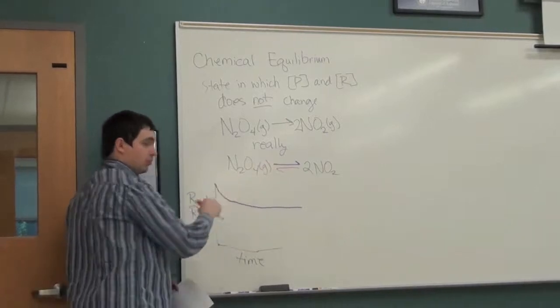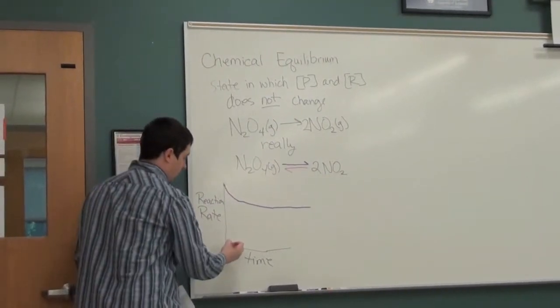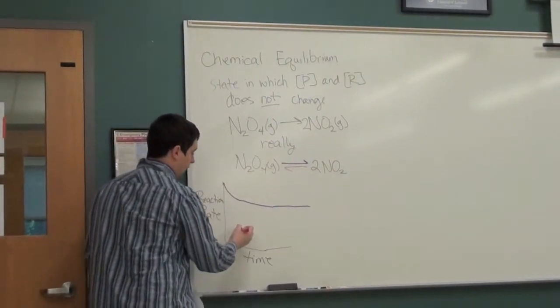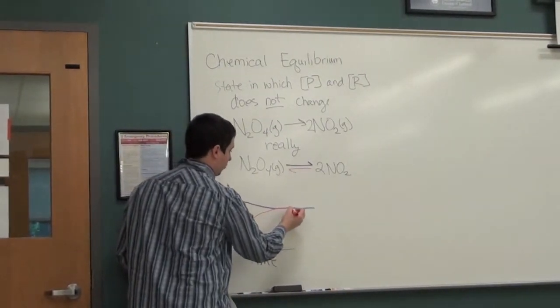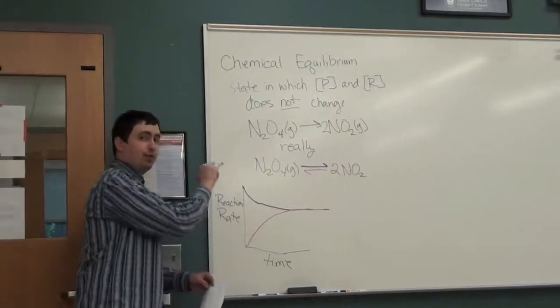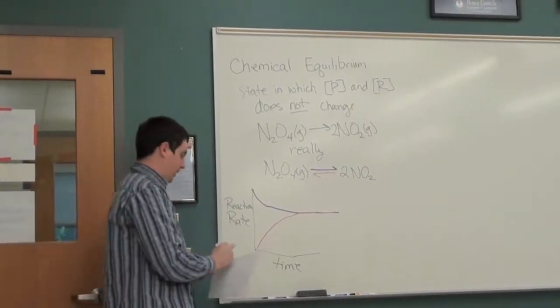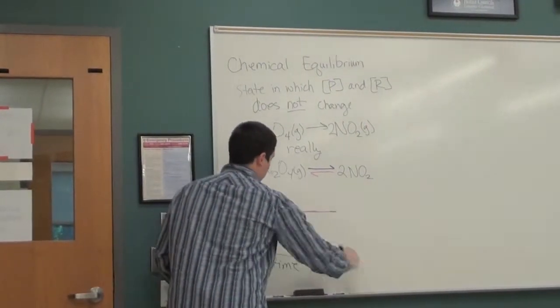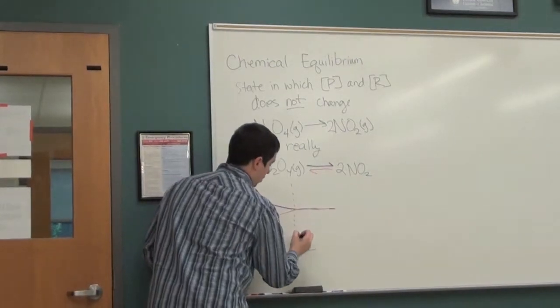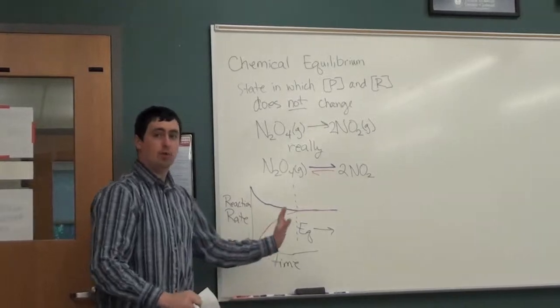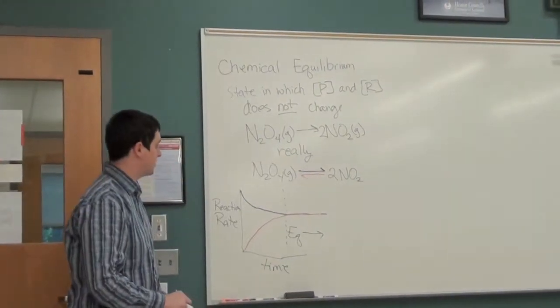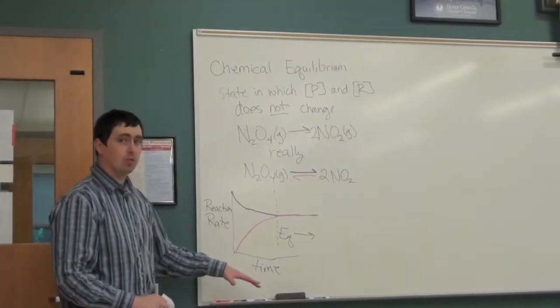The reverse reaction will do the opposite of that. It'll start out at 0, and then it'll slowly increase until it reaches the exact same rate as the forward reaction. So at this point, where they meet, we've reached chemical equilibrium, and that's where we are from there on as long as nothing else changes. So that's how the reaction rates occur.